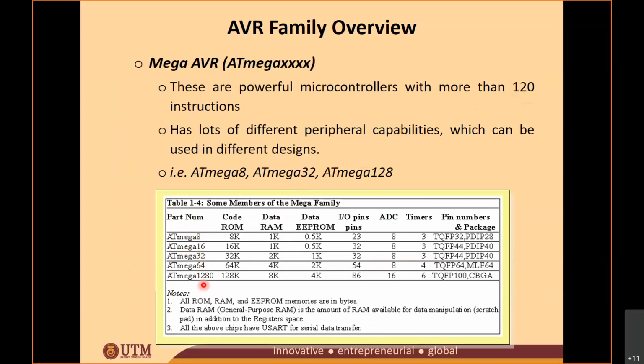Okay, so in this class we are going to focus on this lah, ATmega32, di mana size ROM dia adalah 32 KB, RAM 2 KB, EEPROM 1 KB, input output, ada banyak input output, 32 input output port. Okay, boleh buat analog to digital converter, which is 8 bit, 3 timers, dan this is the pin number and packages.